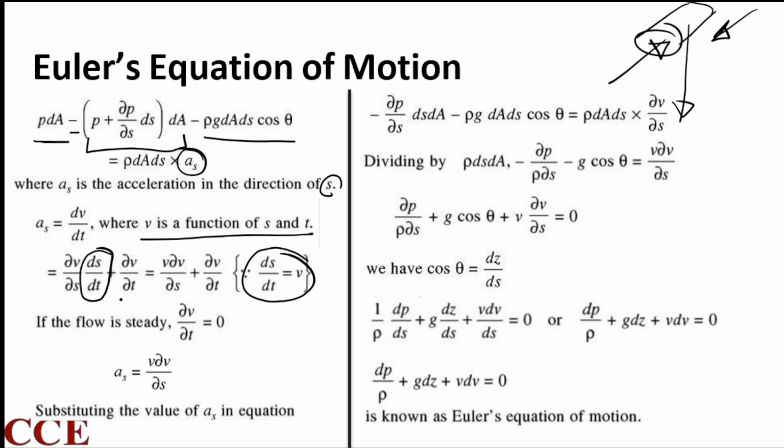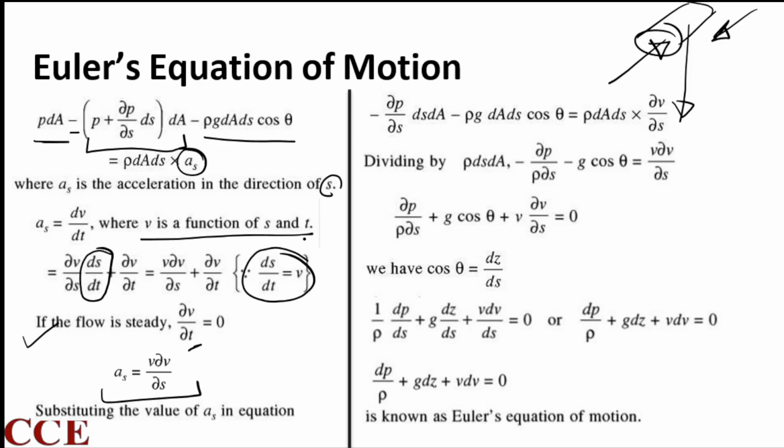Now understand, there is one small assumption we are making. If the flow is a steady flow, then ∂v/∂t is equal to 0. So it is a time independent system, so a_s is equal to v ∂v/∂s.